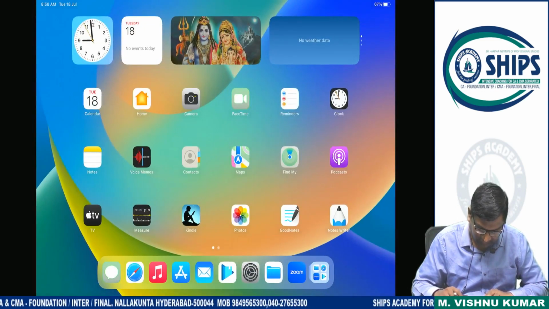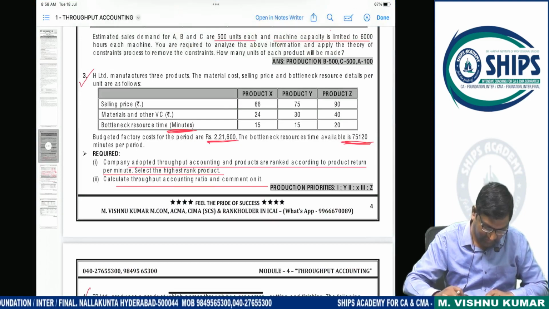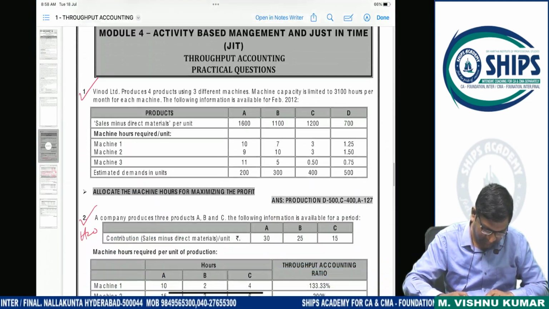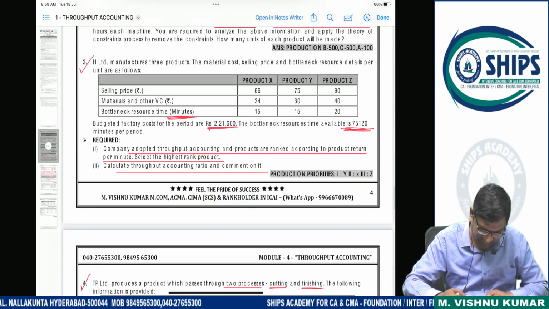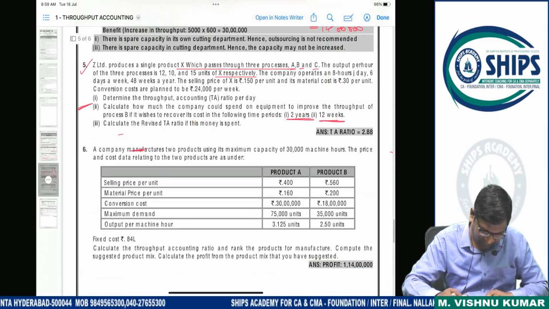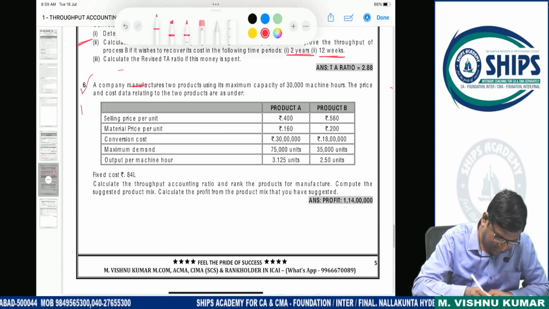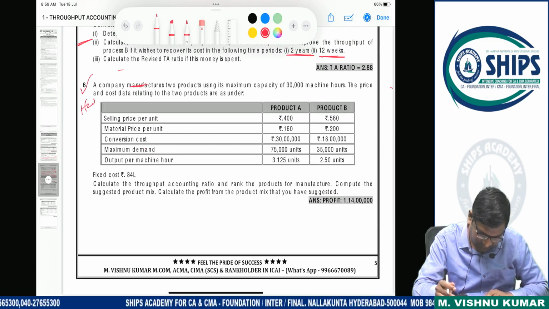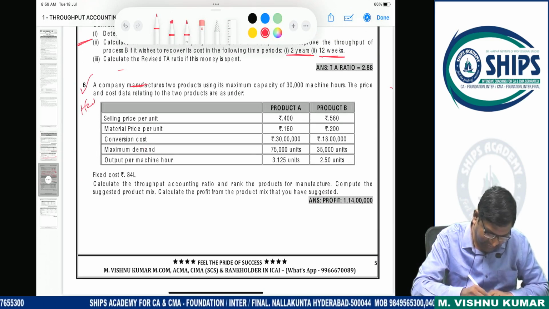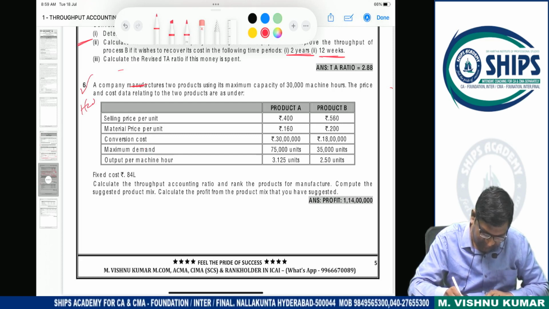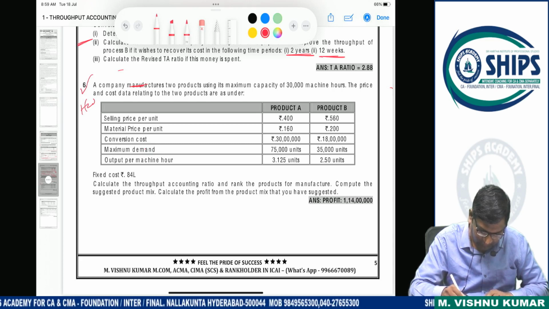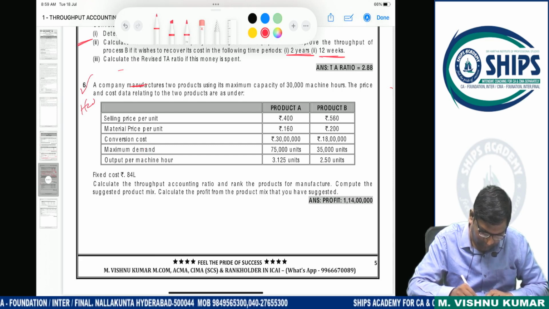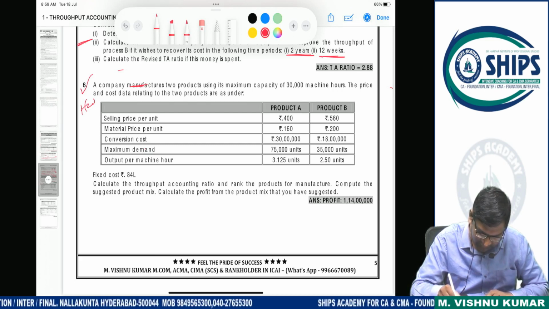Now we are starting question number 8. The 6th and 7th are homework. First we solved, second homework same question, third already completed, fourth and fifth also completed, 6th and 7th homework. This is easy, you can manage easily. Only one hint I will provide here in the 6th question. What is this? Selling price minus material cost, you will get throughput contribution.